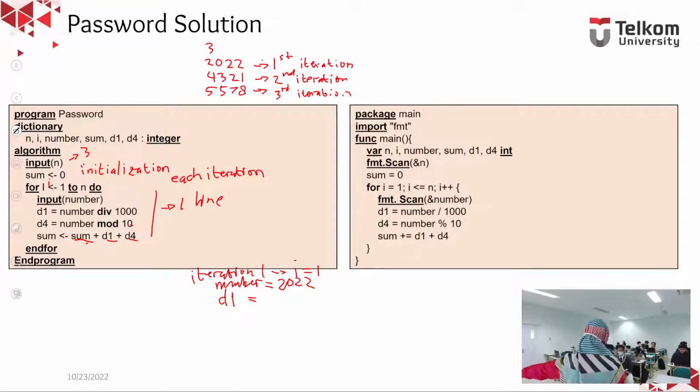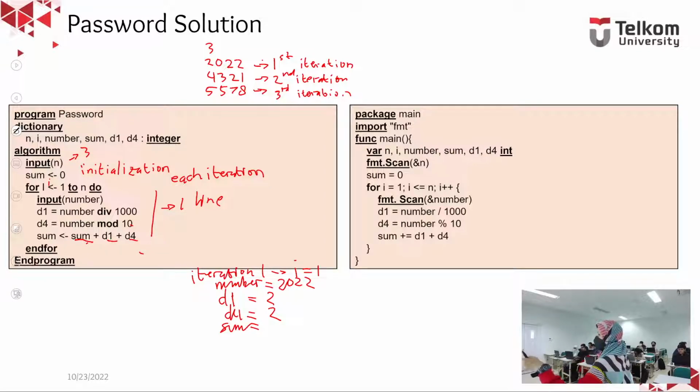The first digit, right? Yes. First digit 2. What is the value of D4? 2. Okay, mod 10. The number mod 10 is also 2. And what is the value of sum? 4. D1 plus D4, 2 plus 2 is 4.